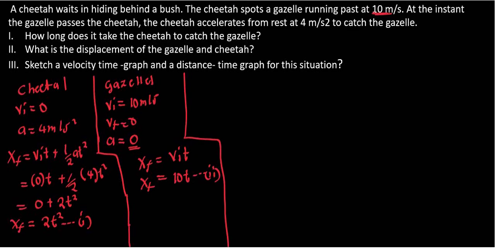So the question is, how long does it take the cheetah to catch the gazelle, right? So in that situation, we get equation 1 and equation 2. What was equation 1? Equation 1 was 2t squared. Equation 2 was 10t. So we equate these equations to find the time at which the cheetah managed to catch the gazelle. So I've gotten 2t squared equals 10t.